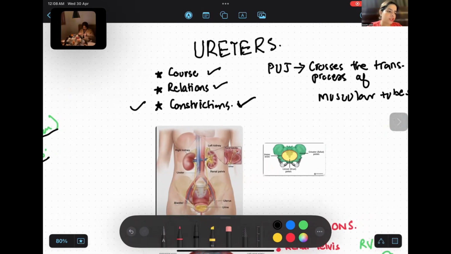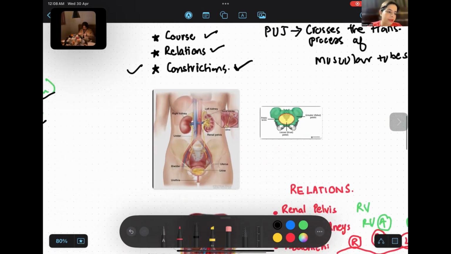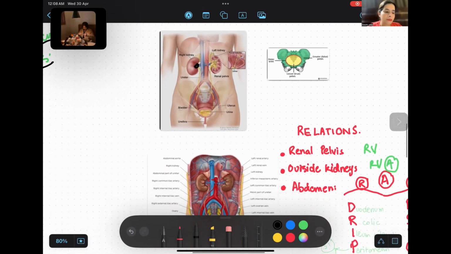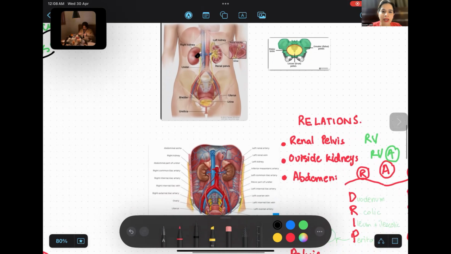Let's move towards the course. They begin at the renal pelvis right here, and this is the funnel shaped area within your kidney, and they descend retroperitoneally, that is behind your peritoneum, into the pelvis, where they finally enter the urinary bladder. On their way, if you see, these are the transverse processes. Here you have your vertebral bodies.